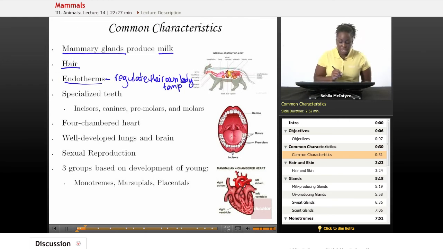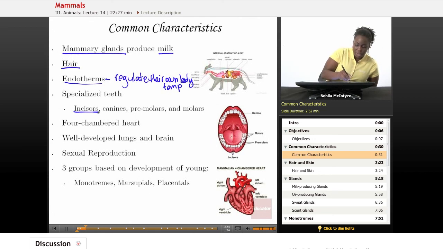And they have specialized teeth. They actually have 4 different types of teeth. They have incisors, which are the pointy teeth that we have here as humans on the side of our mouths. We have canines. Excuse me, those are the pointy teeth. And then we have premolars and we have molars.